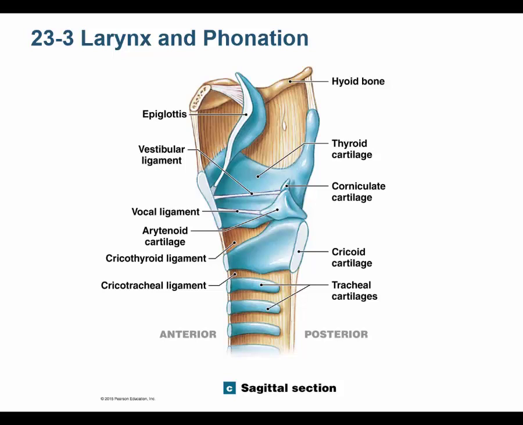You can see the vestibular ligament and the vocal ligament. The vestibular ligament is a false vocal cord. Some people call it the false vocal cord, whereas the vocal ligament is the true vocal cord. And you can see how the vocal ligament is attached to the arytenoid cartilages. So when the muscle pulls on the arytenoid cartilage, it changes the tension on that vocal ligament.